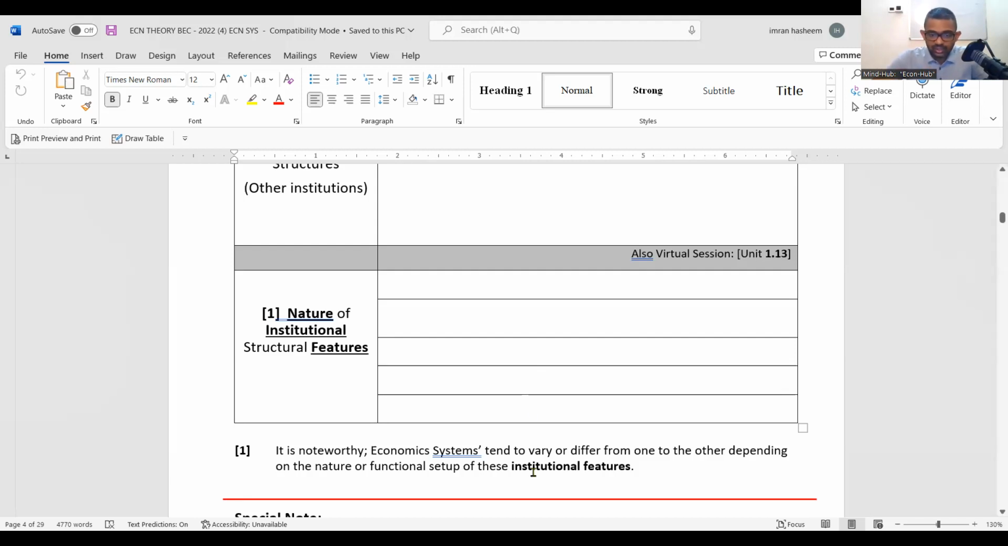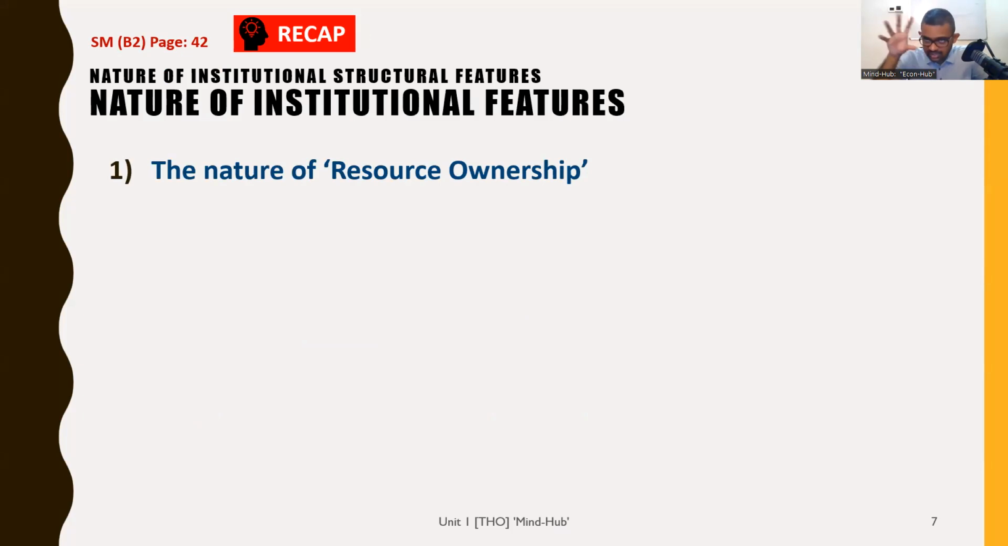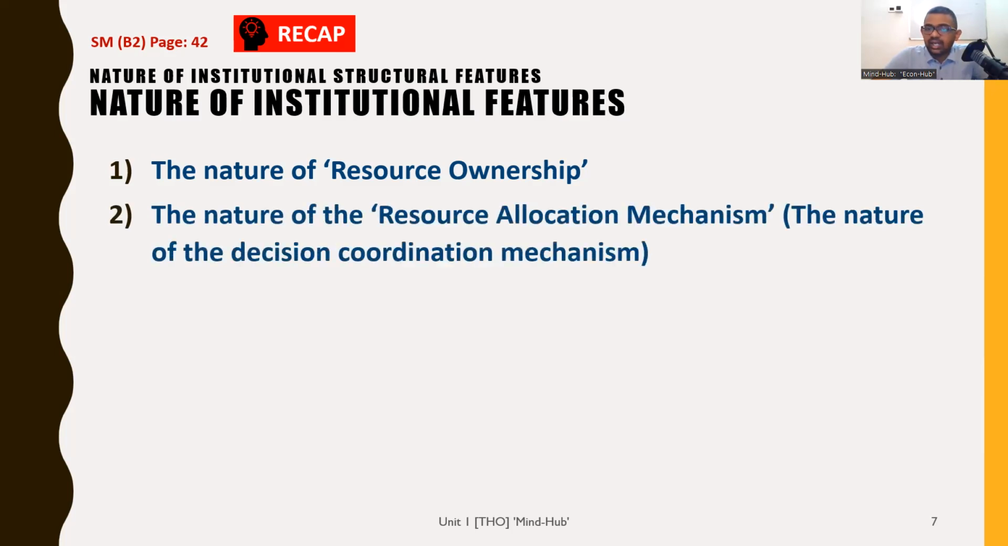Got it? So I'll go back to the slides. Right. So then the three things we talked about, and the nature of resource ownership. So within this institutional framework, this structure that we call the economic system, we see in every economic system, there's a certain way we can identify resource ownership is taking place. Nature of resource ownership. Then the resource allocation mechanism. How are they allocating the resources? And how are they really solving the basic economic problems?